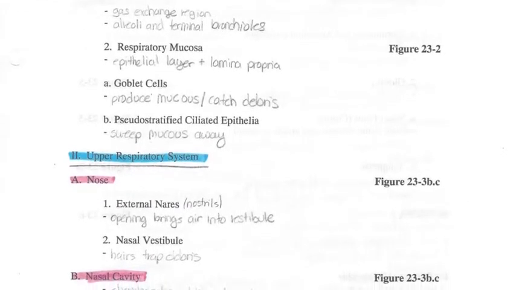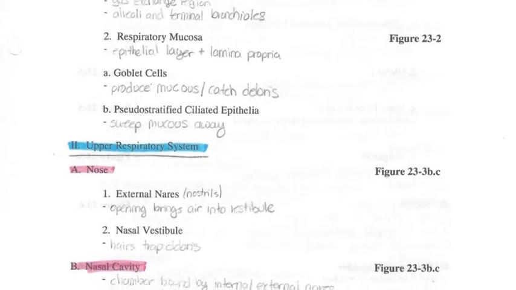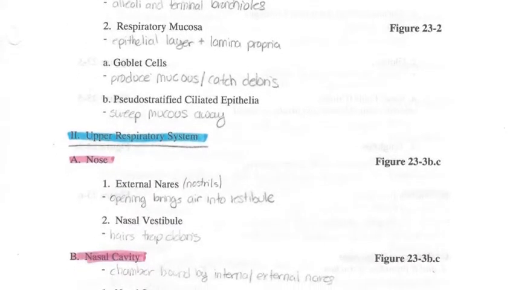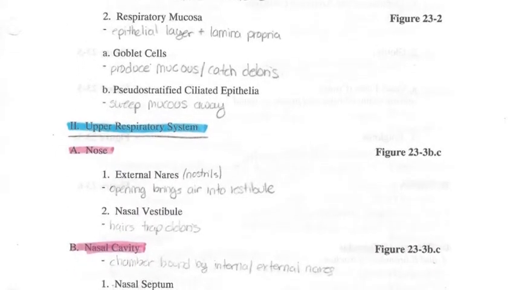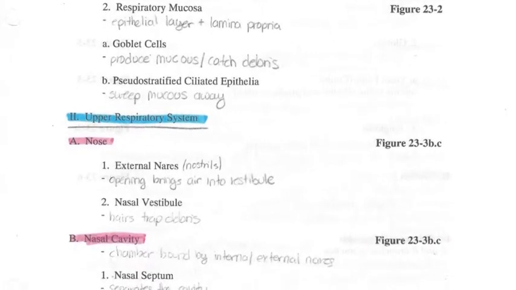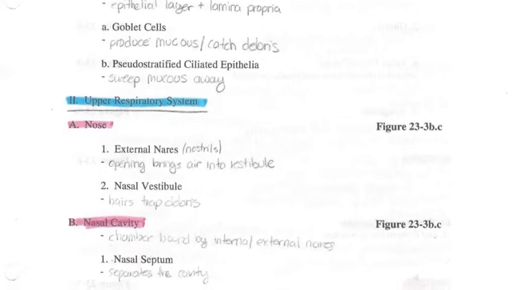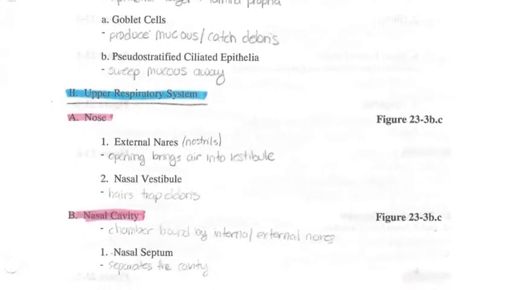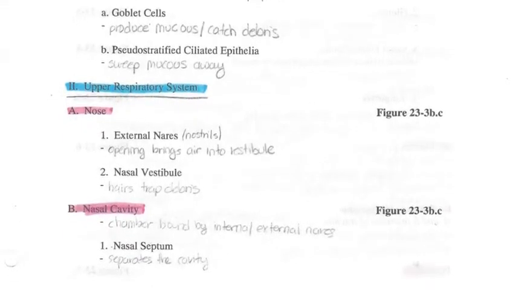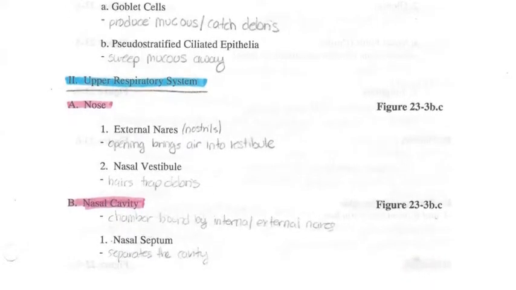Upper respiratory system. A. Nose. 1. External nares, also known as the nostrils. These are the openings that bring air into the vestibule. 2. Nasal vestibule. Within the nasal vestibule are hairs to trap debris.